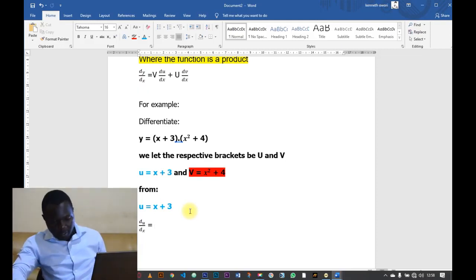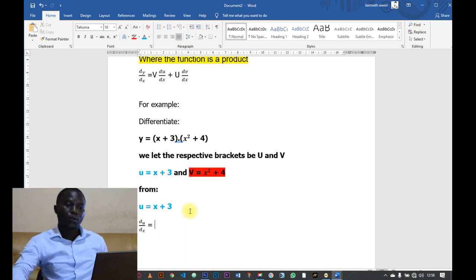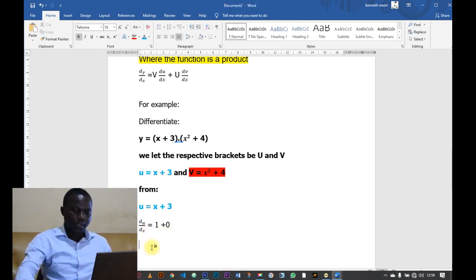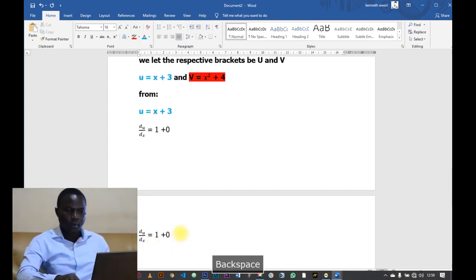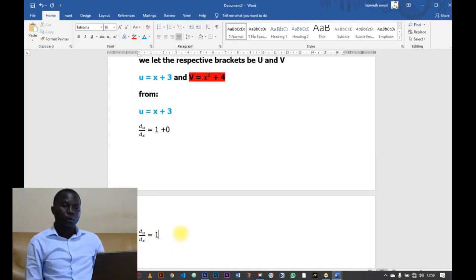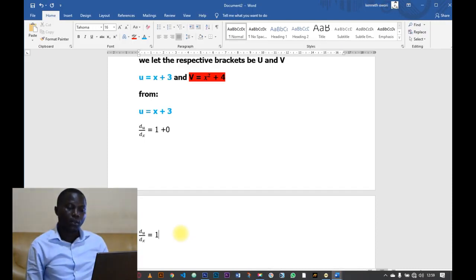And we said when you differentiate x with a power of 1, we get a constant of 1. And if we differentiate 3, which is a constant, we get a 0. So we'll find that the derivative of u, our du dx, would be equivalent to 1. Back to the issue that whenever we differentiate a value with a single power, we get a constant. This is how it comes about.